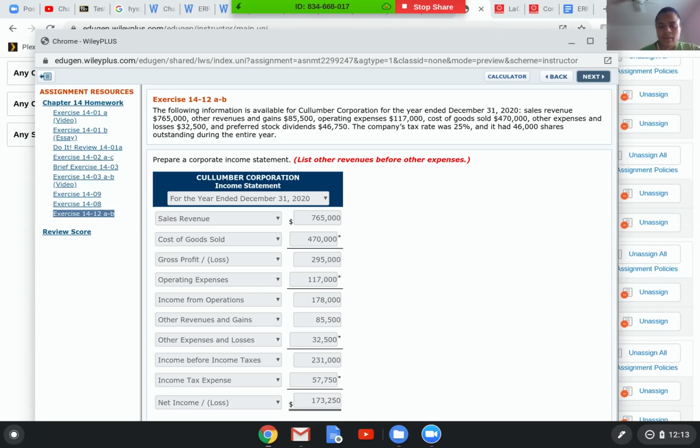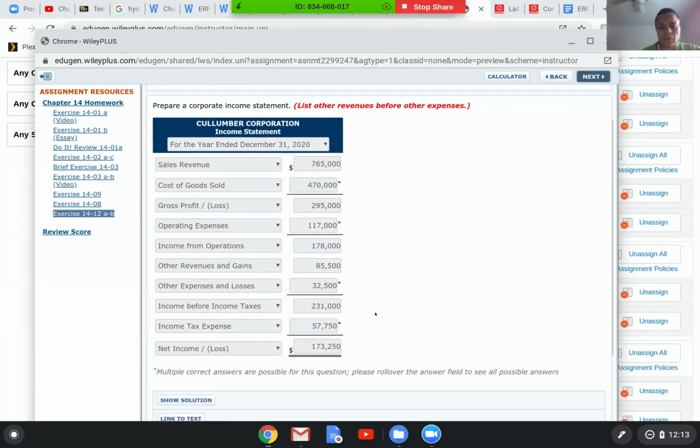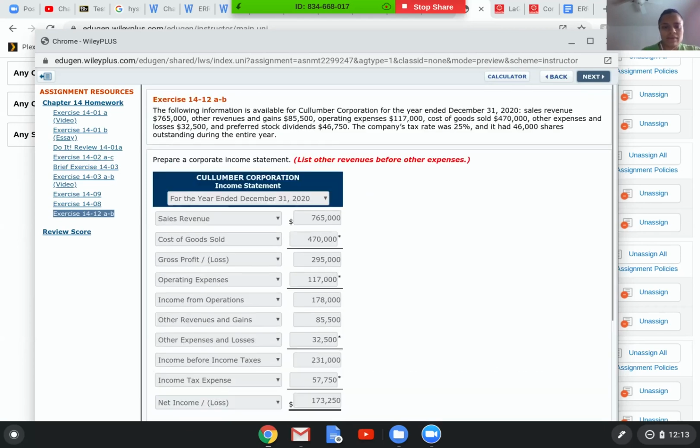All right. Okay. So yeah, this is the last question on the homework 14-12, and basically it's the same thing like what we just did before, except that there's also expenses and losses. What Wiley's saying here, to this point about should there be minus signs or not, is they'll accept positive and negative. Yeah, it doesn't matter. Just looking at the question itself, you see they give you the sales revenue, they give you other revenues and gains, operating expenses, cost of goods sold, other expenses and losses, and preferred stock dividends.